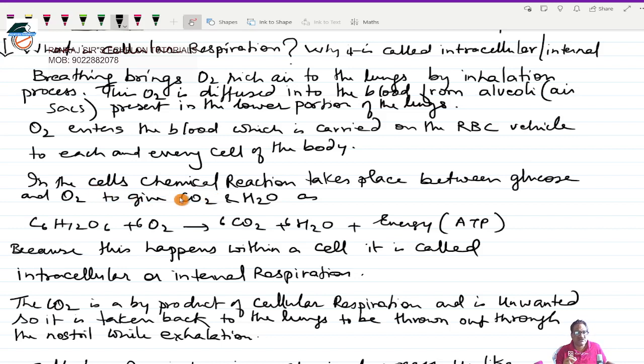ठीक है ना? So in the cells, the chemical reaction takes place between the glucose and the oxygen. Okay? और ये जो chemical reaction है इसको बोलते हैं oxidation of glucose. Okay? This is nothing but the reaction of respiration. ये respiration के reaction को ये equation denote करता है. Okay? So this is the equation which is representing respiration.